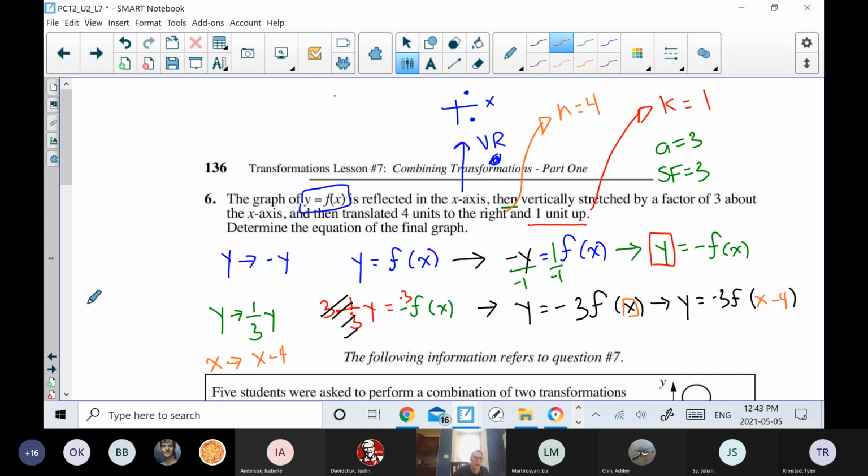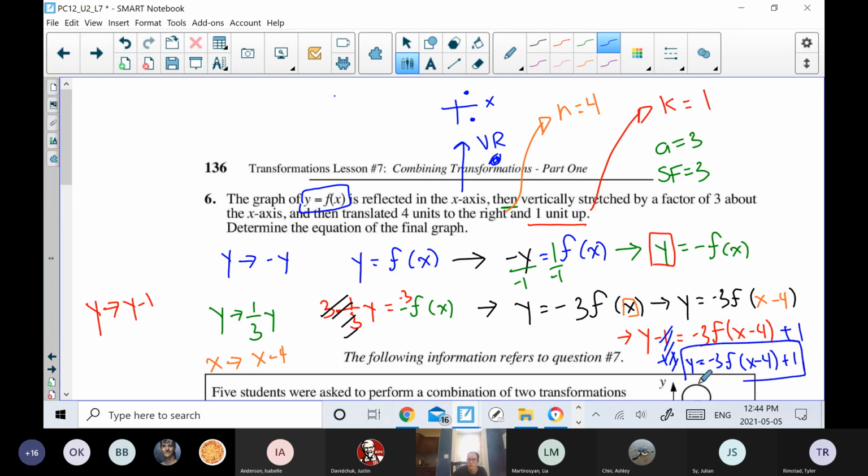For the k parameter, it's a y. And y is going to be replaced with, if I want 1, I want this to be a +1, you guys, on the outside of this function. So I want a +1 there. So it's going to be y is replaced with y minus 1. So take this y out and put in y minus 1 is equal to -3f of x minus 4. Get rid of that -1 by adding 1 to both sides. And this is my equation. Y is equal to -3f of x minus 4 plus 1. Okay, so that's my equation right there.